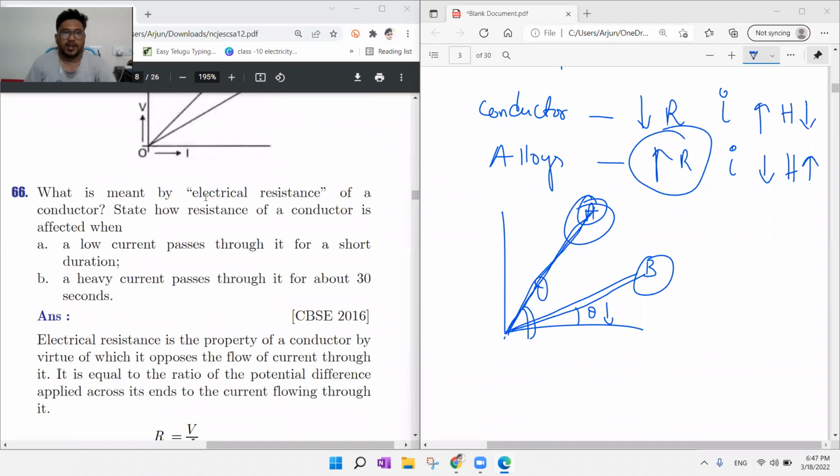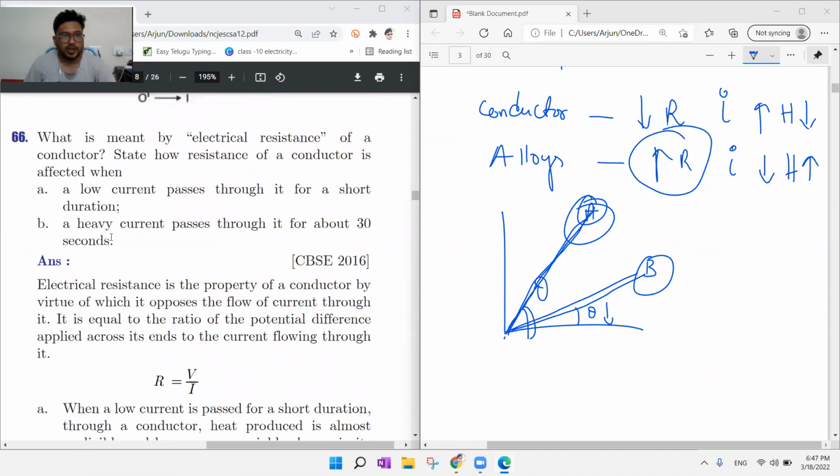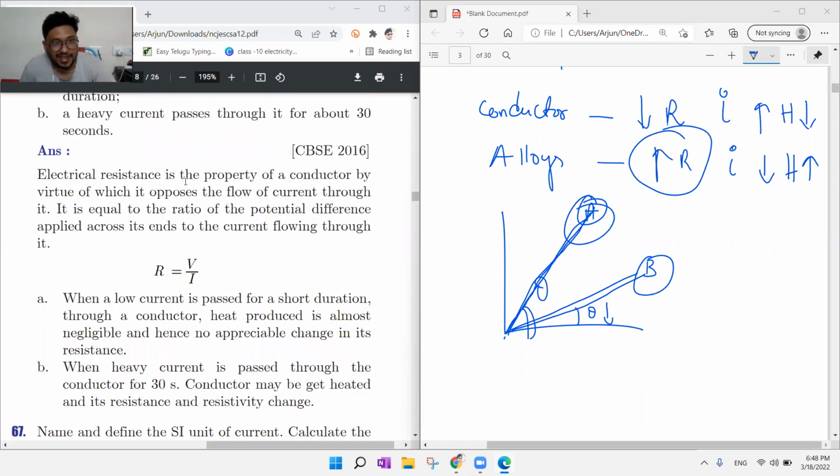66th question. What is meant by electrical resistance of a conductor? State how the resistance of a conductor is affected when a low current passes through it for a short duration, and when a heavy current passes through it for about 30 seconds. Electrical resistance is the property of a conductor. Every conductor will have that property. It is the property of a conductor by virtue of which it opposes the flow of current through it. And here the conductor will have least resistance, so that a greater flow rate will be there.